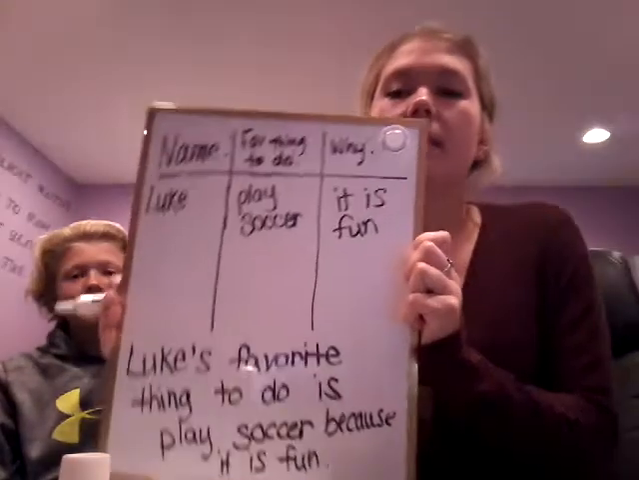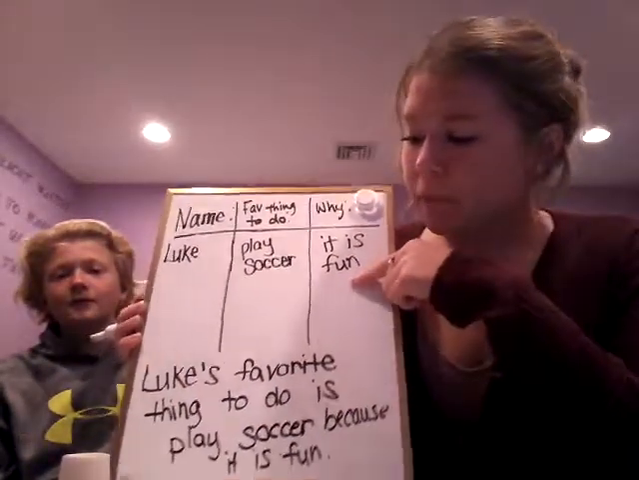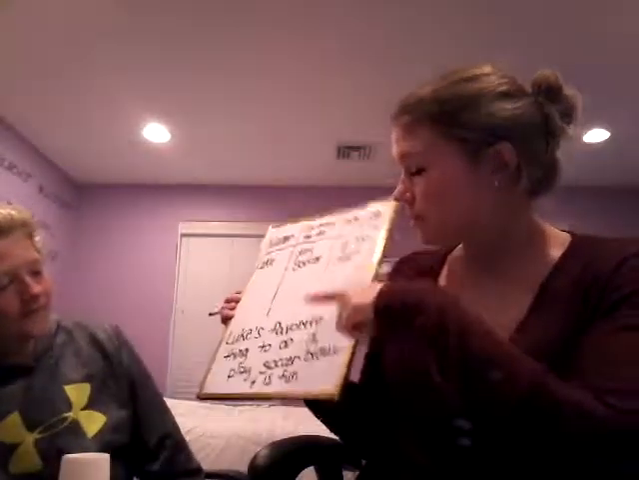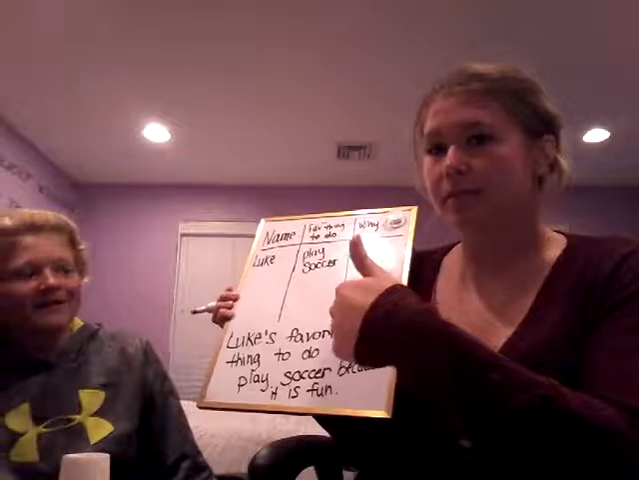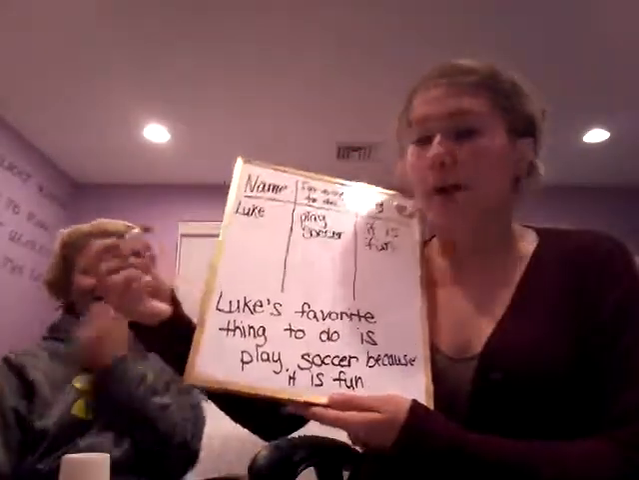Okay. So we have Luke. His favorite thing to do is play soccer. Why? Because it's fun. So if we put that together to make a sentence, we would say, Luke's favorite thing to do is play soccer because it is fun. So that's kind of working backwards, like I said.